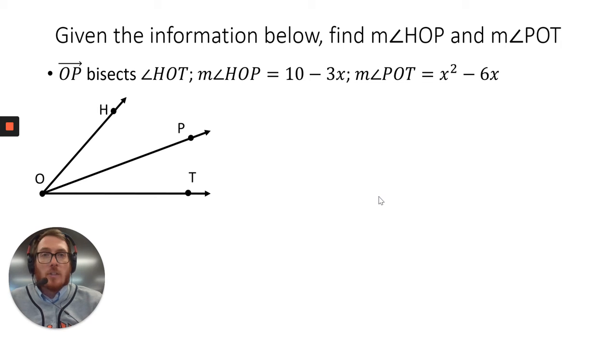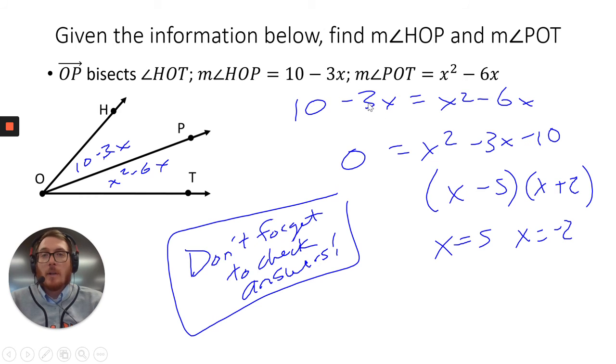Okay, for this question here, you should have done kind of a factoring idea. So for this scenario, these two smaller angles are equal to one another because of the bisecting nature of the ray that was given to us. So if we set those two expressions equal to one another and solve for x, you should get x squared minus 3x minus 10 equals 0. So x equals 5 and x equals negative 2.